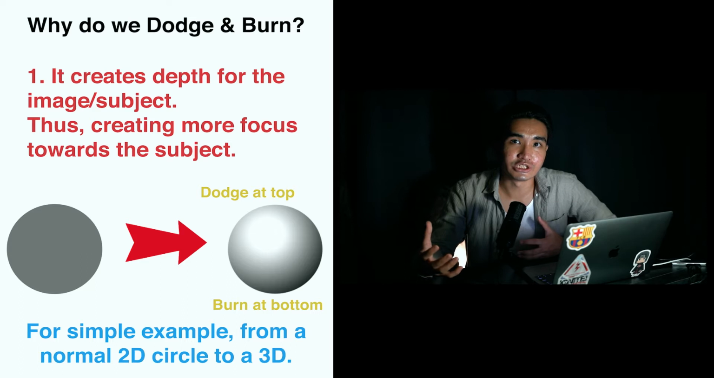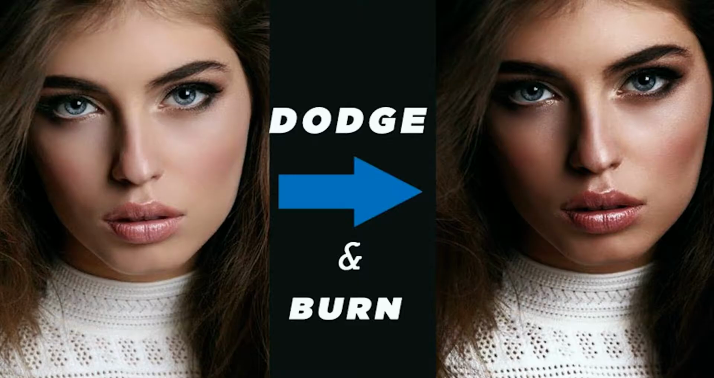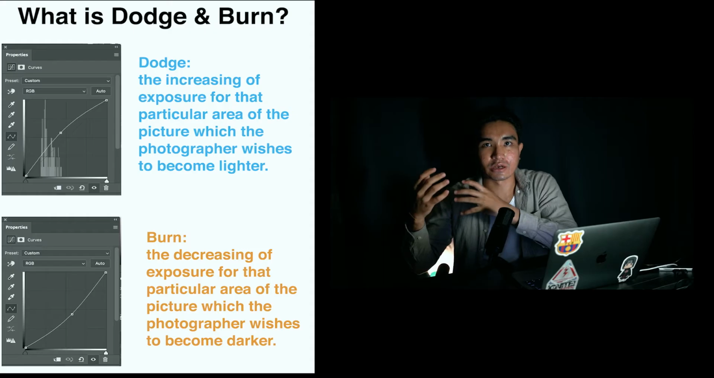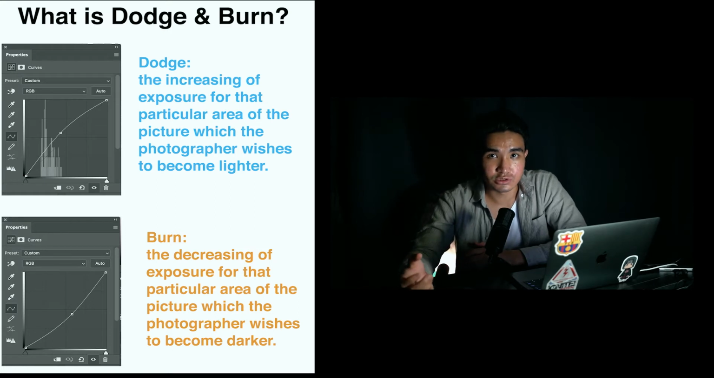First thing first, dodge and burn is used to create depth in your images, especially when it comes to portraits. To be honest, dodge is just trying to add exposure to the area which you want to add exposure to. And burn means to darken the area which you want to darken. Dodging and burning takes time and lots of practice to get the hang of it.